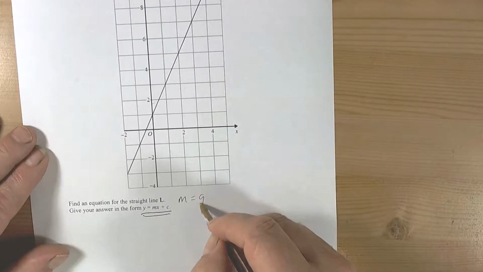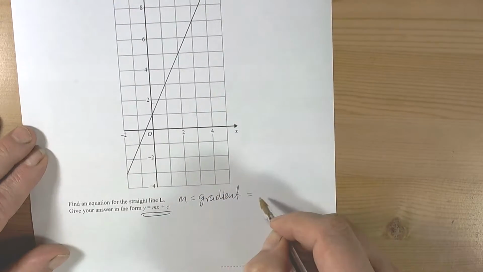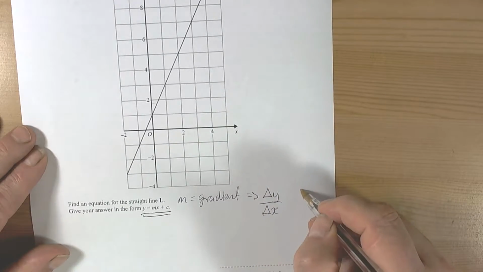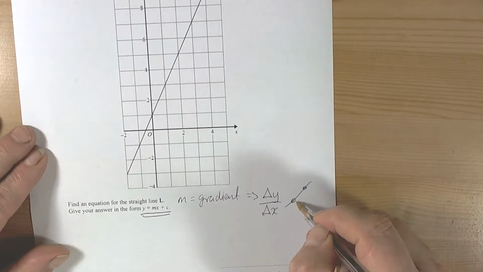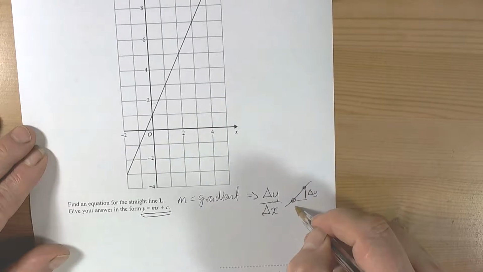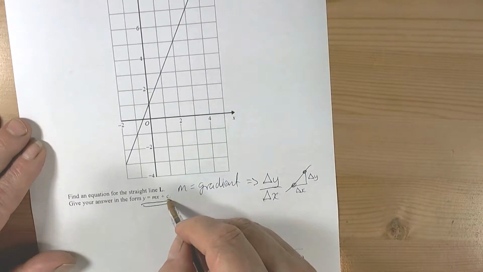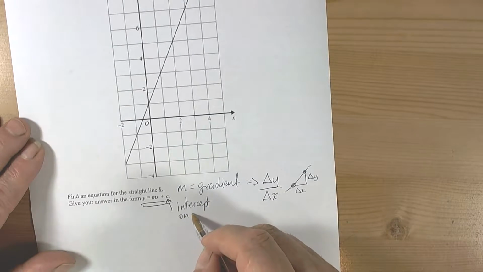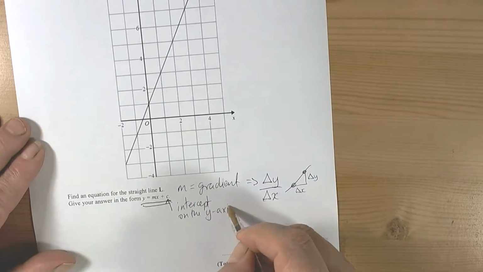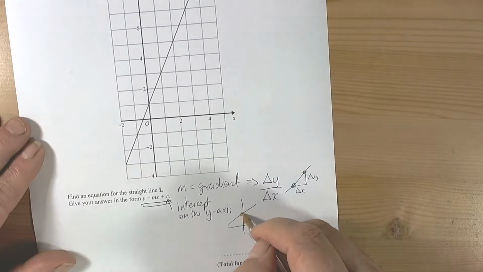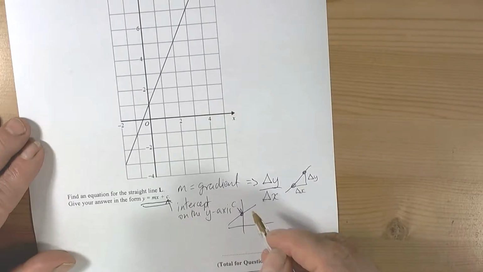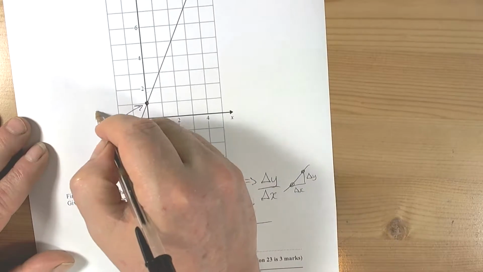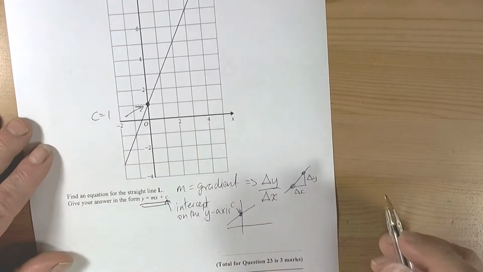So m is the gradient of the line, and that's found by doing the change in the y values divided by the change in the x values. So basically you find 2 points on the line and you work out the change in y and the change in x, and c is known as the intercept on the y-axis. So in other words, if you've got a line doing that, then that value there is c. So c is easy. We can see here that c must equal 1 because that's where the line crosses.